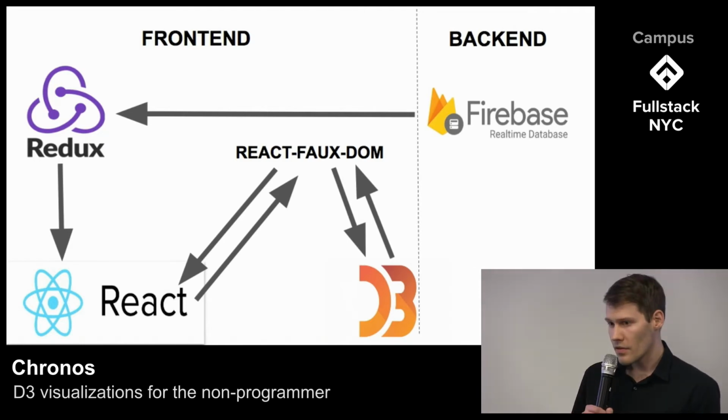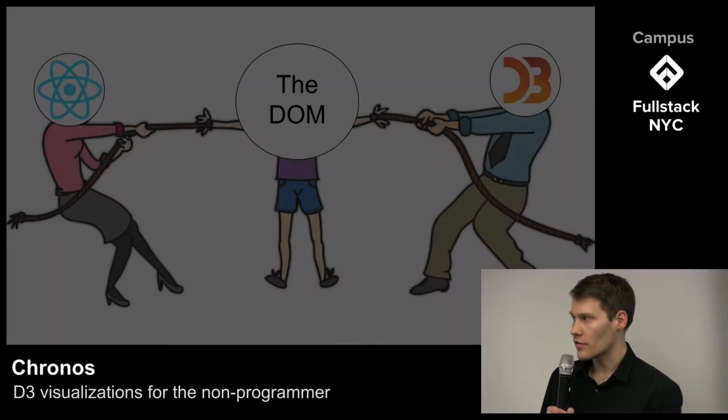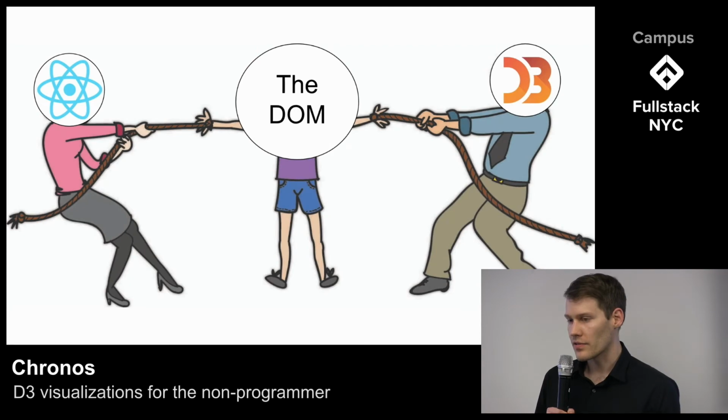Thanks, Chung. So in building Chronos, one of the biggest challenges we faced is that both D3 and React are really designed to keep strict control over exactly what the user sees in their browser. And if they're both trying to change the same element at the same time, this can create a kind of virtual tug of war between them.